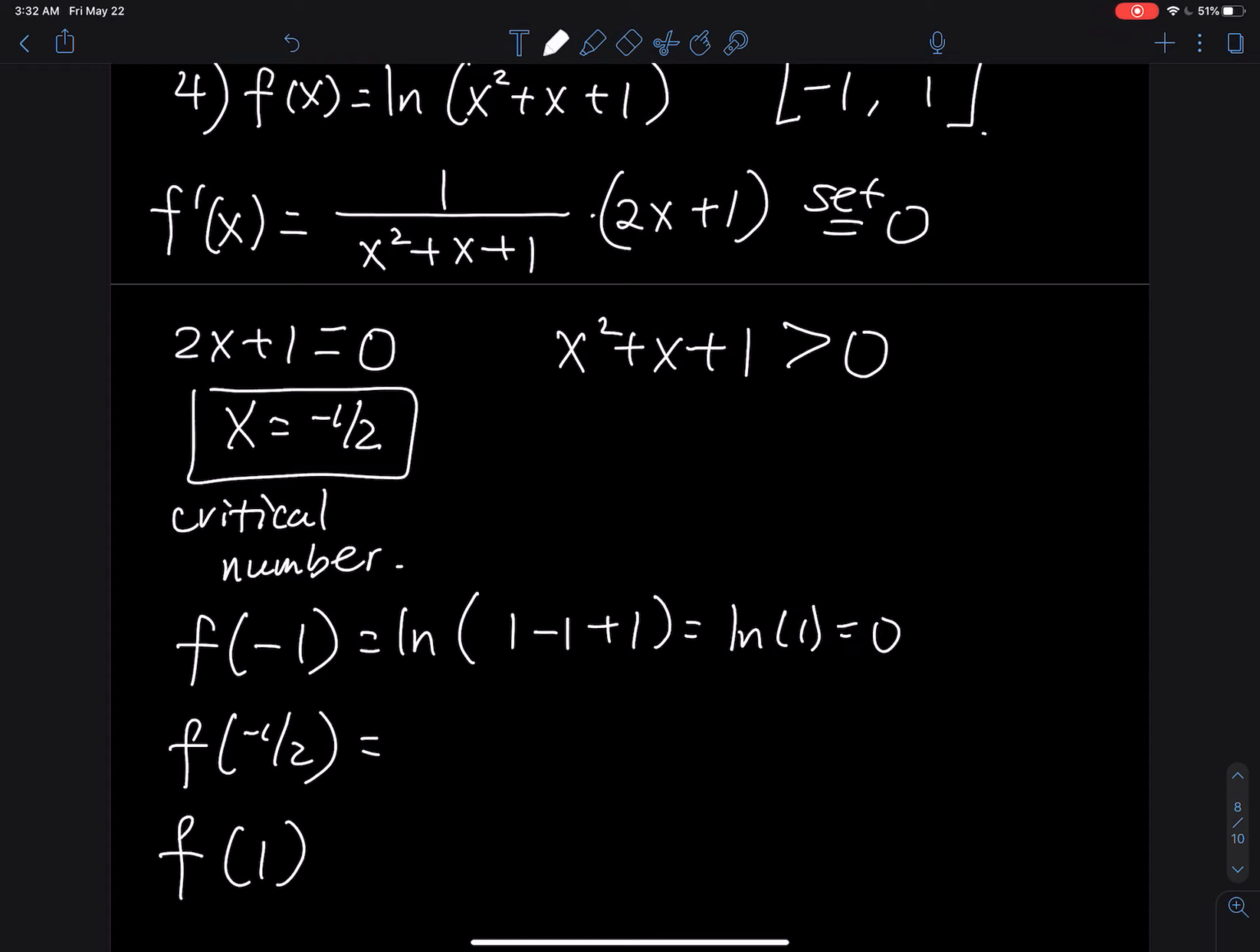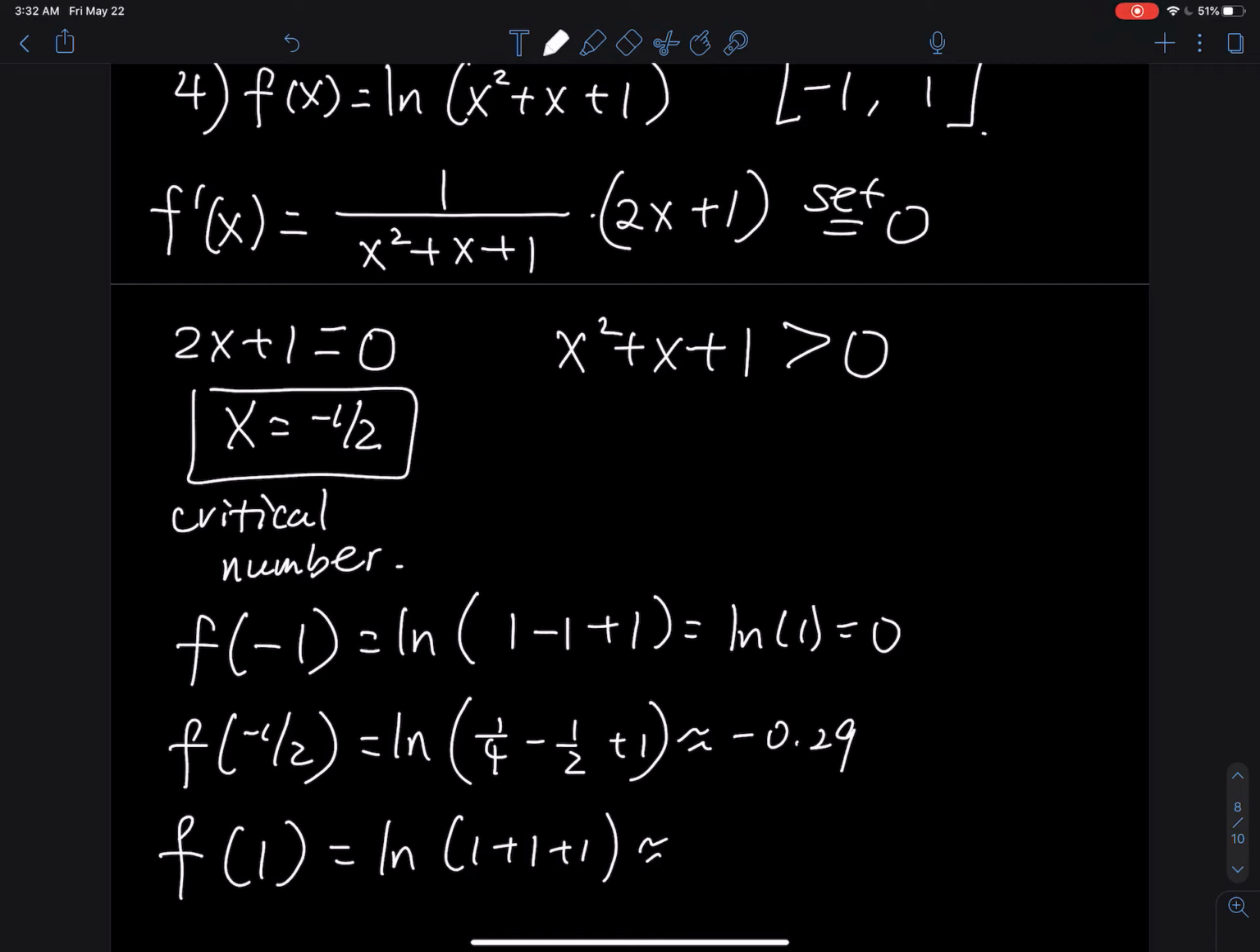This one you have the square of negative 1/2, that is 1/4 minus 1/2 plus 1. This one you use your calculator. You get around negative 0.29. And then the last one, you have 1 plus 1 plus 1, ln 3. So that is around 1.10. Which one is the smallest? So this one is the lowest, and then 1.10 is the highest.